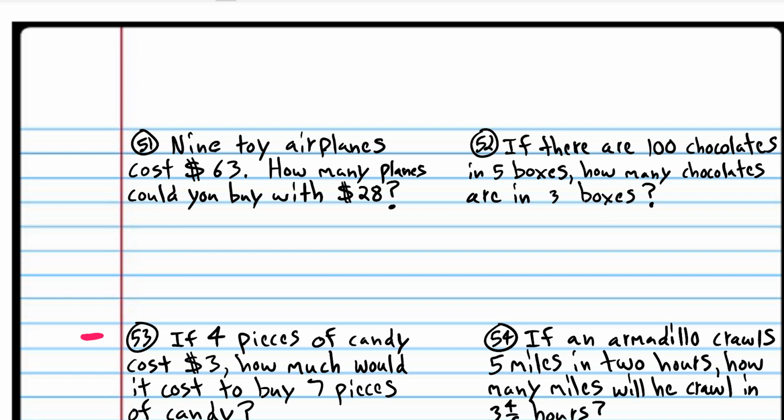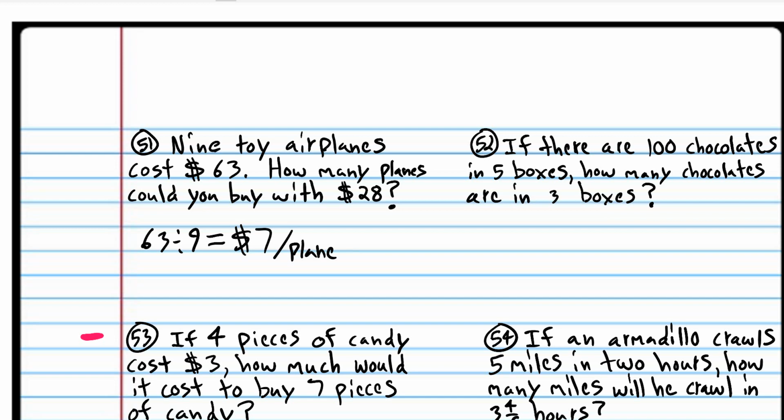Well, first we have to figure out how much it costs for 1 plane. So you don't do 9 divided by 63, you do 63 divided by 9 to find the unit rate, and that gives you $7 for every 1 plane. So now we know it's $7 for each plane. And just so you know, you don't have to write the 1. It's traditional not to write the 1. Usually you would just write $7 per plane, or /plane.